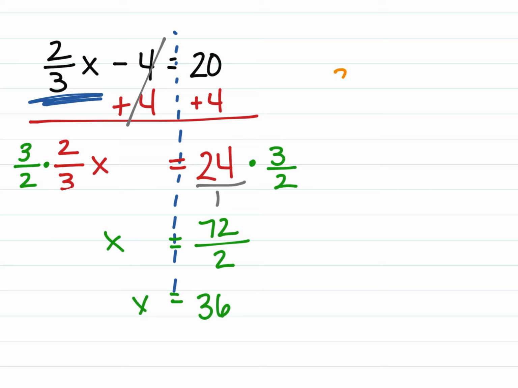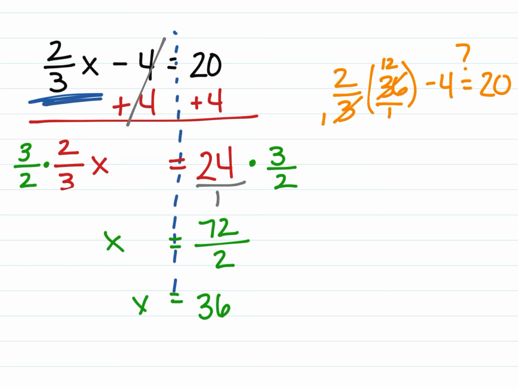And we can check our work. If we put 36 into this equation, would we get it to equal 20? 2 times 36, or we can divide that 3 out, and that would leave me with 12 and 1. 2 times 12 is 24. Is 24 minus 4 20? Yes, it is. So we know that x equals 36 is the solution. It's the answer to this equation.